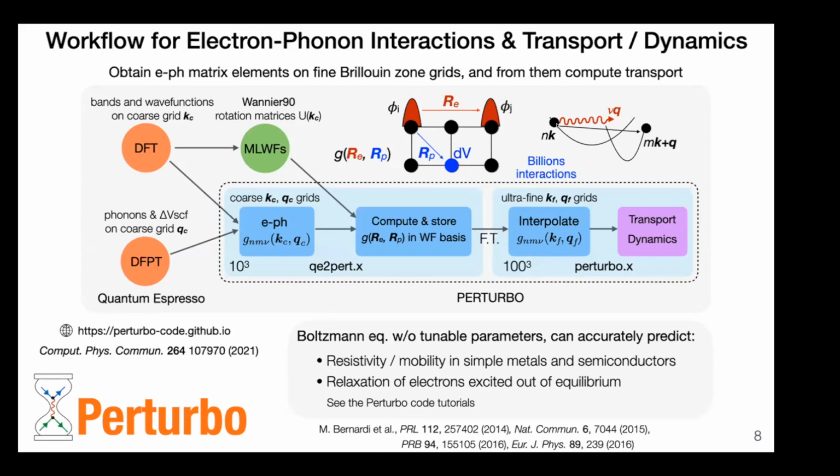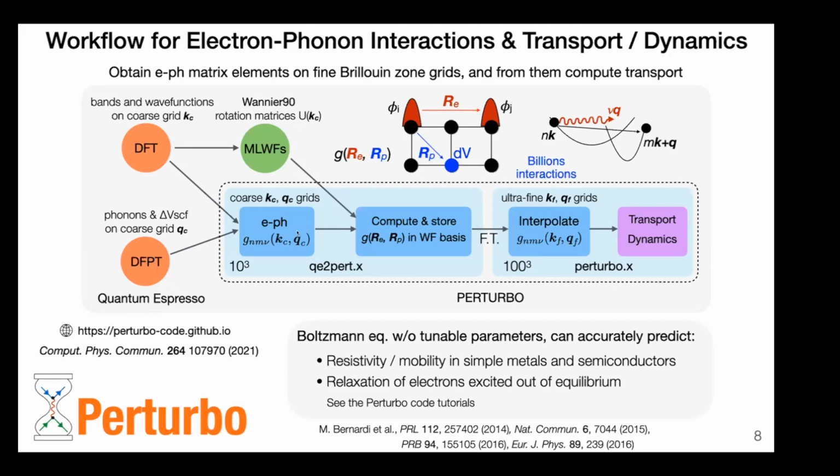So the workflow that is now established to do these calculations is that one starts from DFT and DFPT done on relatively coarse grids, for example, 10 by 10 by 10 for both the electron and the phonon momenta. And then one interpolates these quantities to much finer grids, at least 100 cubed or more wave vectors.